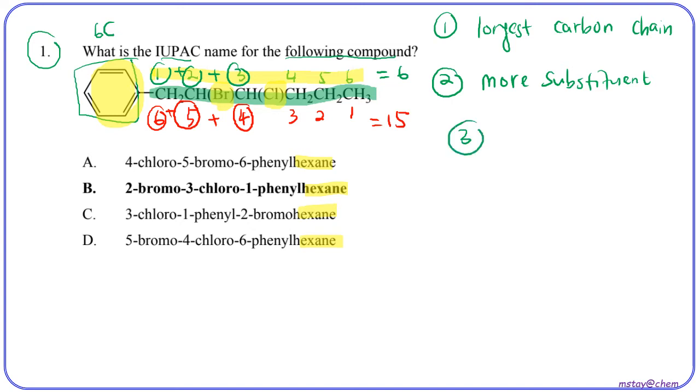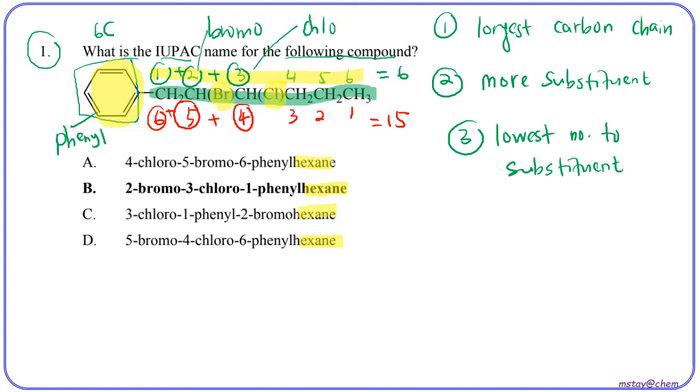So after we decide, the next thing is to give the lowest numbers to the substituents. So in this case, we are going to follow the green one. The first substituent here is phenyl, the second is bromo, and the third is chloro. After we decide the numbers, next we follow alphabetical order: P, B, and C. So B comes first: 2-bromo, 3-chloro, 1-phenylhexane. The correct answer is B.